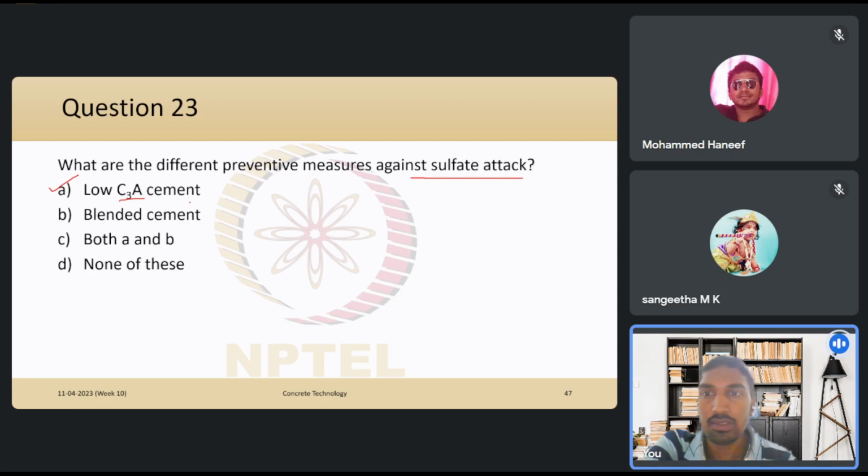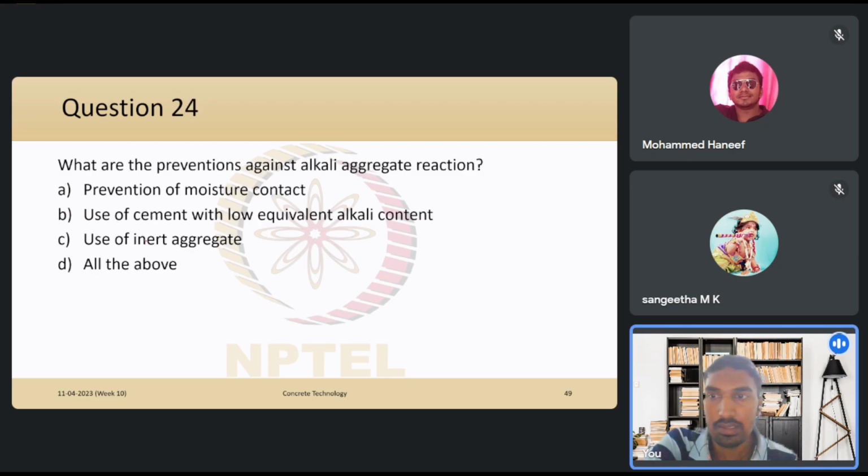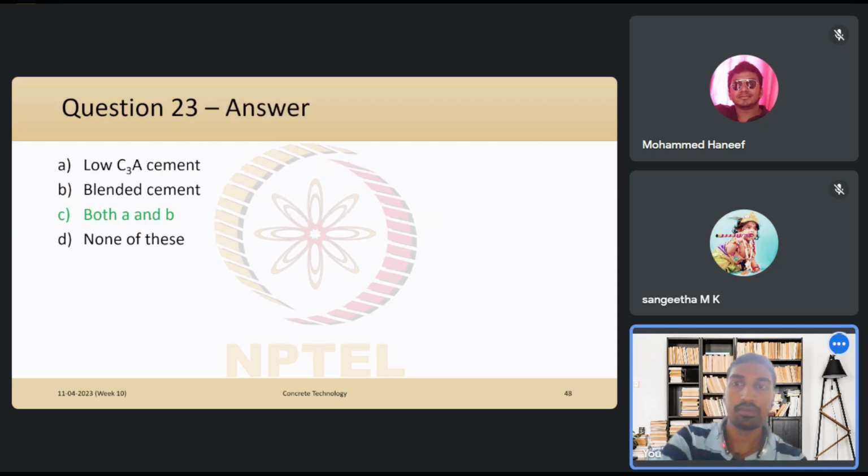So the other option is to prevent the sulfate intrusion in the first place, right? So therefore the reaction cannot occur. So for that we need to control the porosity. So in blended cement you'll have better porosity. You'll have fewer pores. So blended cement will also have resistance against the sulfate attack. So both A and B are perfectly valid measures that we can have for preventing the sulfate attack. So the right option is C. It is both A and B.